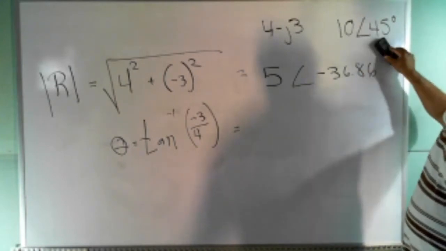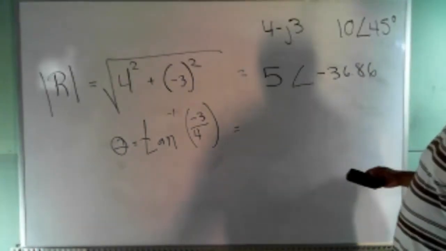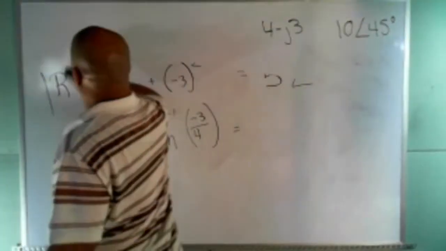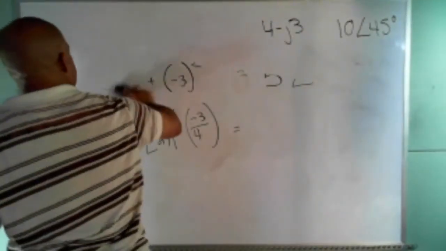Now this one, it wants to go the other way. They give it to us in rectangular form. It wants to go to rectangular. So that's easy.